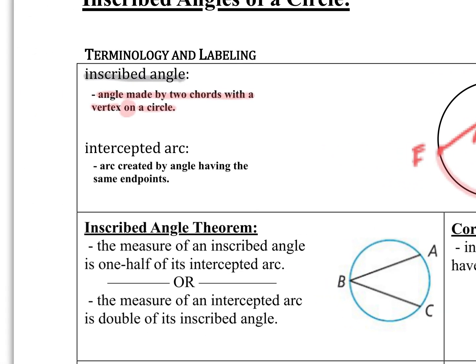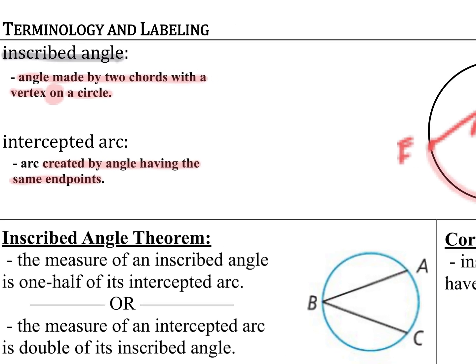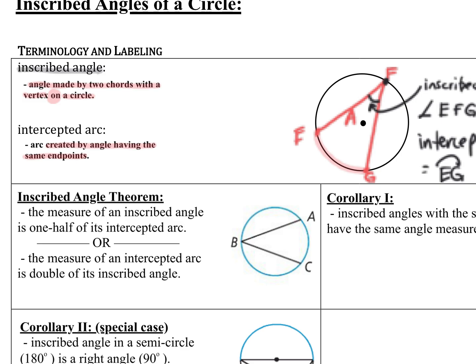By definition, an intercepted arc is created by an angle having the same endpoints. Let's look at our example. We look again at our inscribed angle. There you go, the endpoints are here, and this is your intercepted arc. What did it say? Arc created by an angle having the same endpoints. I think that's going to be very clear to you.